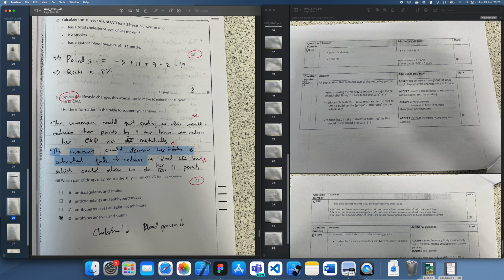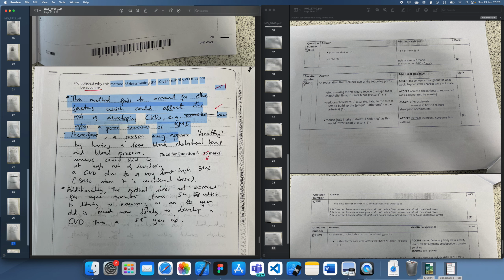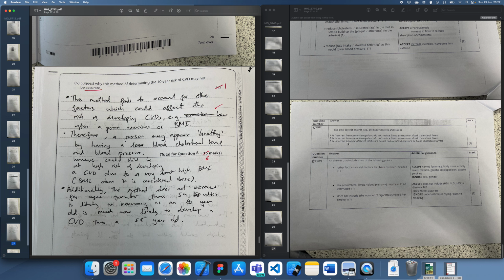Again, you can see I've told her to reduce her intake of saturated fats. I don't know if that was anywhere, but yeah, okay. Yeah, okay, so I didn't explain how it leads to atherosclerosis. Alright, that's fine. Just losing marks everywhere. And suggest why this method might not be accurate. Let's have a look. So I haven't included other risk factors. Cholesterol might have to be estimated, and alright.